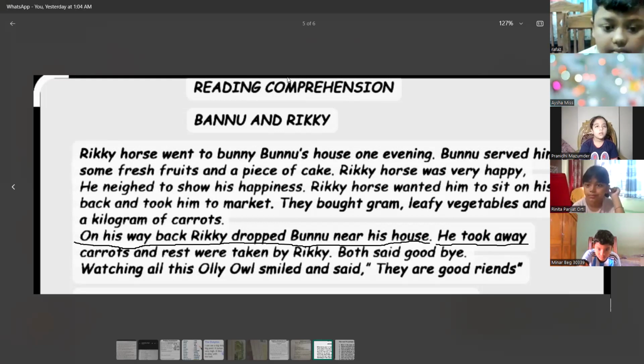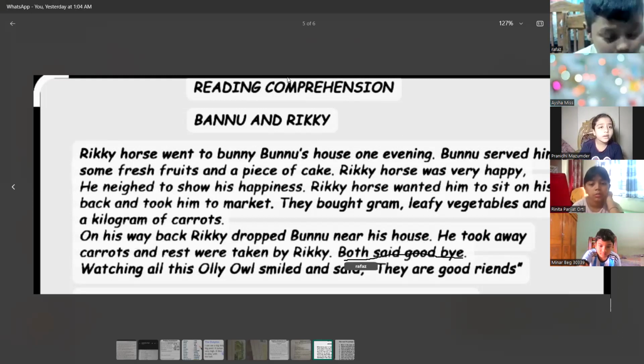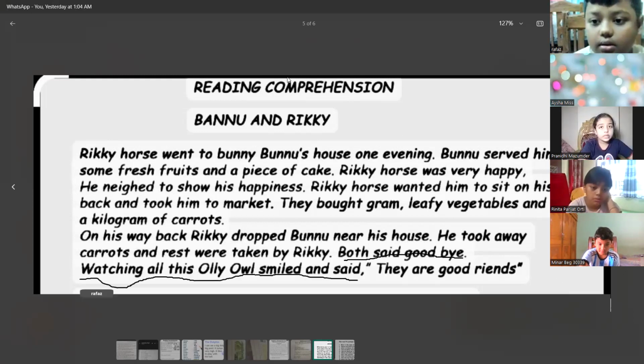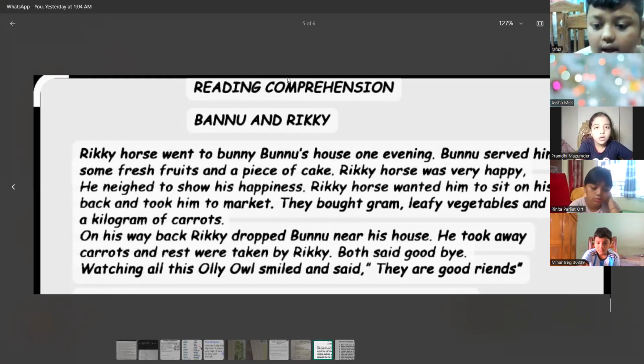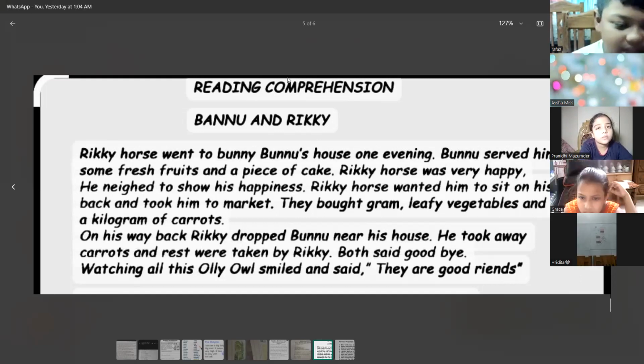Don't underline the line. Don't write in the slash. Please. Rafa, stop. And the last line is Miss writer, not friends, rents.